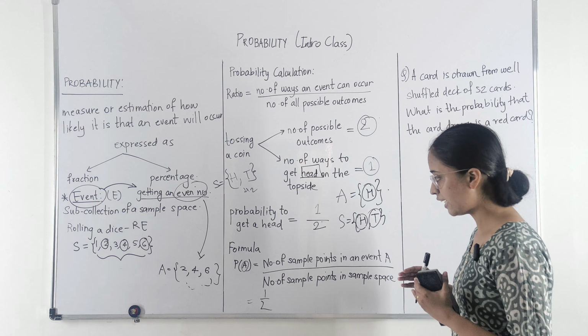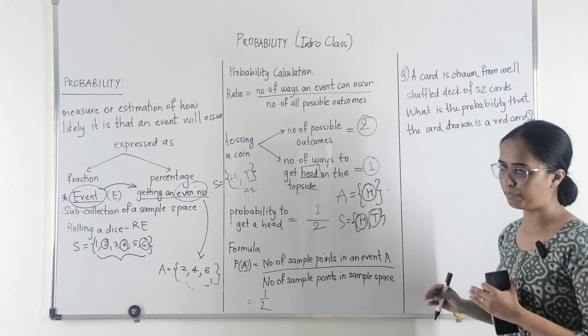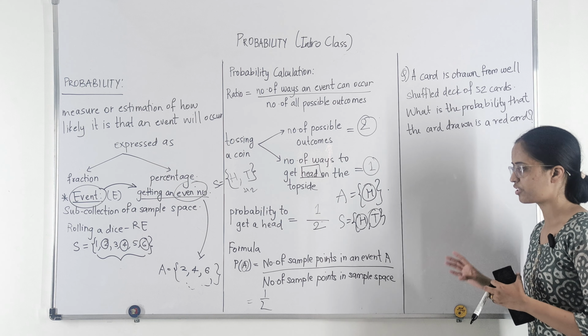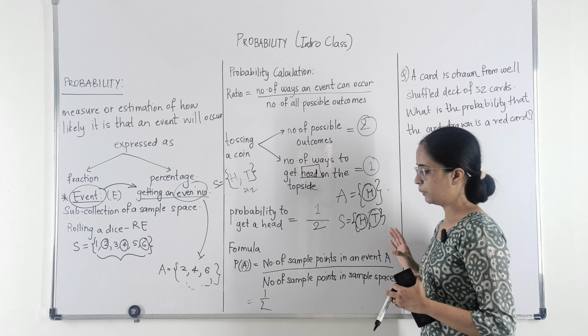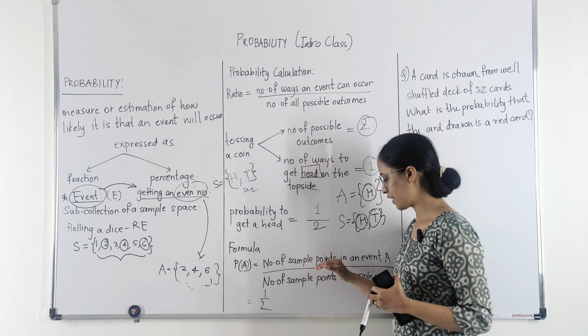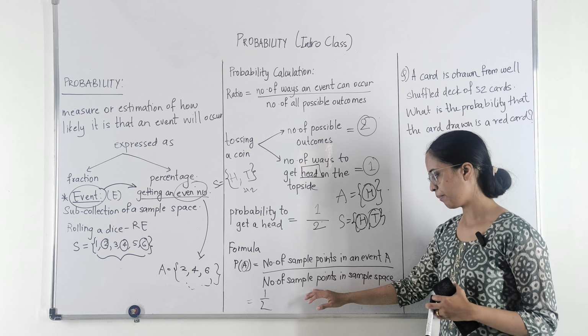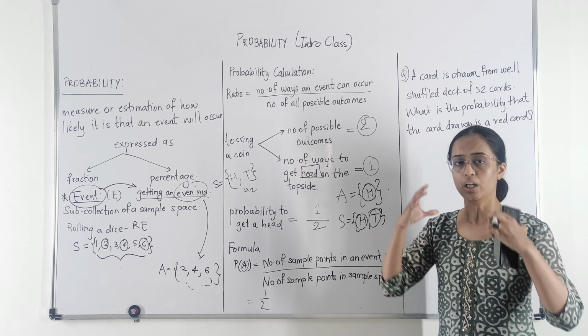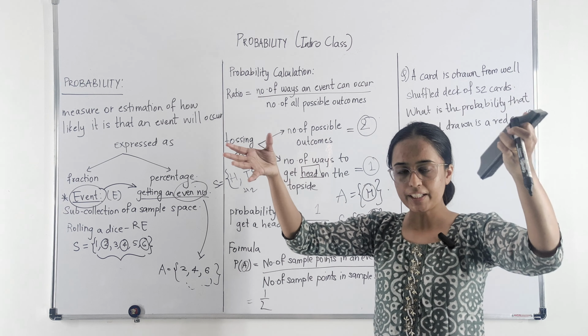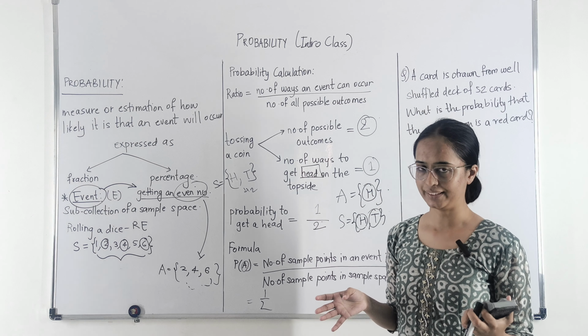Now let us understand this with the help of an example. You will clearly understand exactly what is going on. But the formula is number of sample points in an event A upon number of sample points in the sample space. Numerator will have the event, denominator will have the sample space.